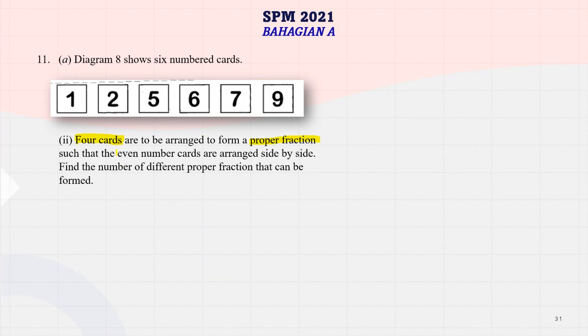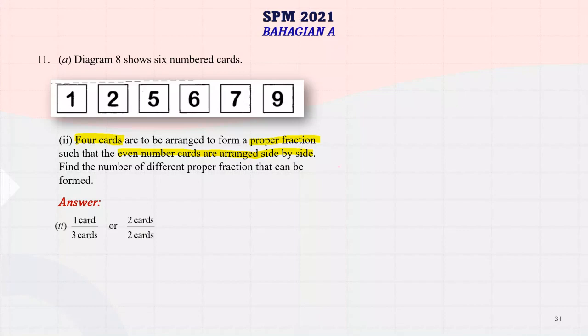Such that even number cards are arranged side by side. Even number tu tak boleh berpisah. Jadi mesti ada side by side. Okay, soalan dia tanya, find the number of different proper fractions that can be formed. Okay, mula-mula kita buat macam mana? Kita cuba plan dahulu. So kita akan menggunakan dua situasi. Kita akan menggunakan 4 kad sahaja kat sini.